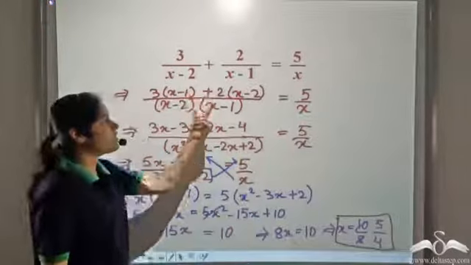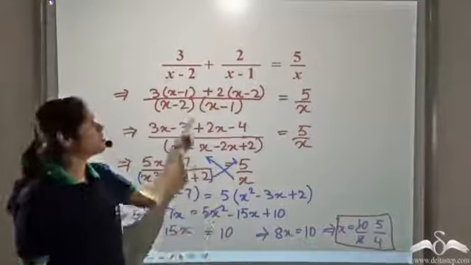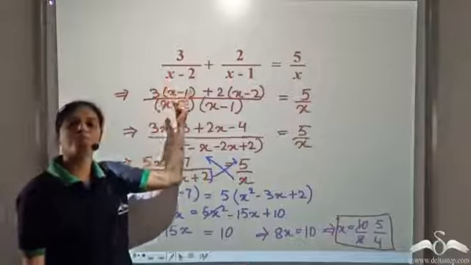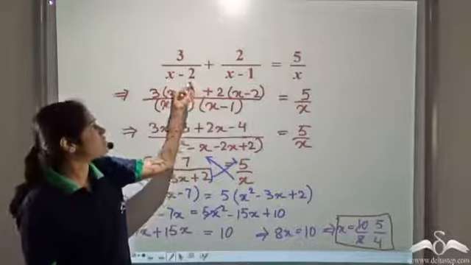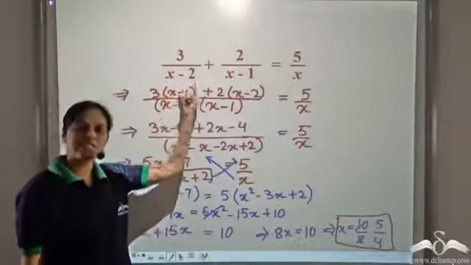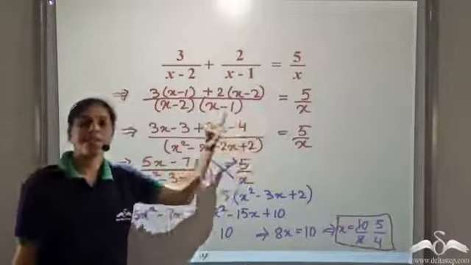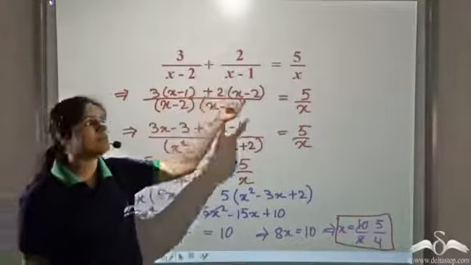So we have solved it using cross multiplication. So x is equal to 5 by 4 is the solution. You can substitute the value of x on the left hand side and the right hand side and verify that both will be equal.